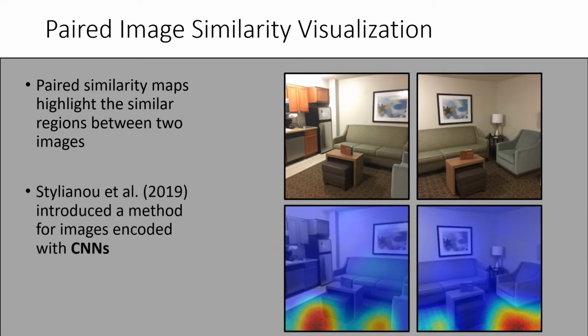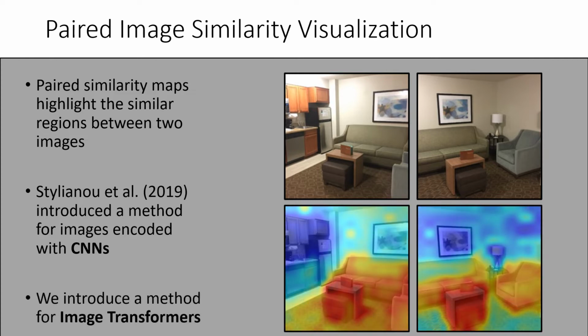Stilianu et al. introduced a paired image similarity visualization method for images encoded with a CNN. In this work, we introduce a similar method, except for images that are encoded with a transformer.